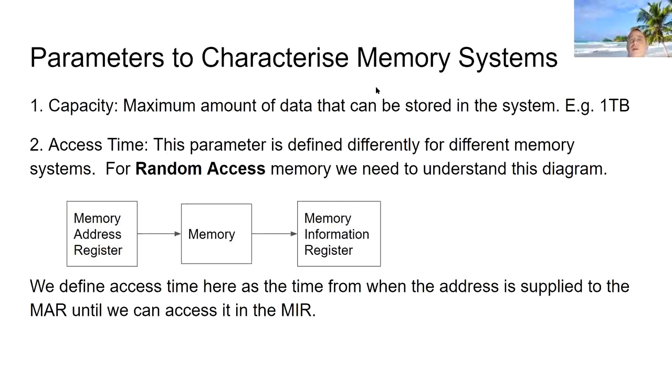Parameters to characterize memory systems. There are two basic parameters that we talk about for memory. One is capacity and one is access time: how big is it, and how fast is it? Access time is how fast is it.